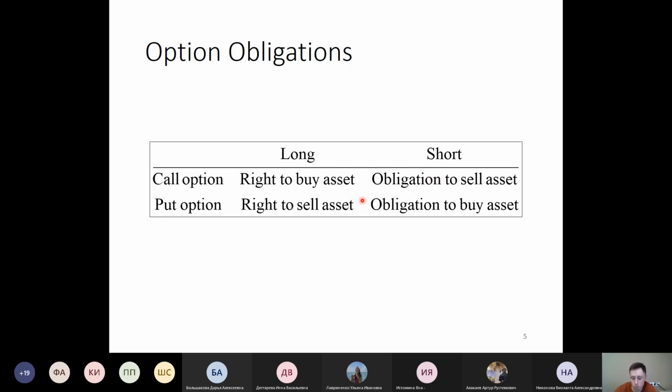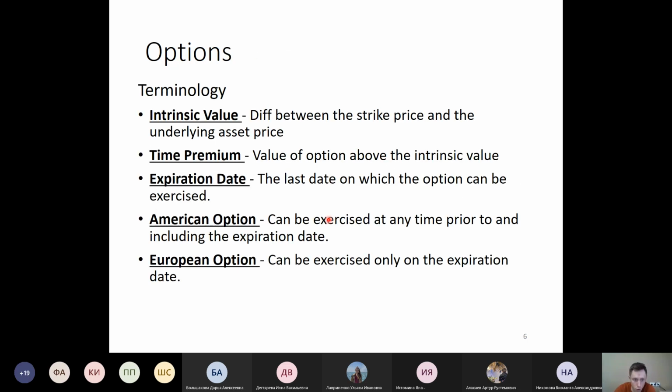The put option is the reverse situation. You have an option to sell something, so you must have someone who will buy this from you, and this would be the short seller. And here again, those who are long, so those who purchase the option, they would pay commission to another side of the option agreement.